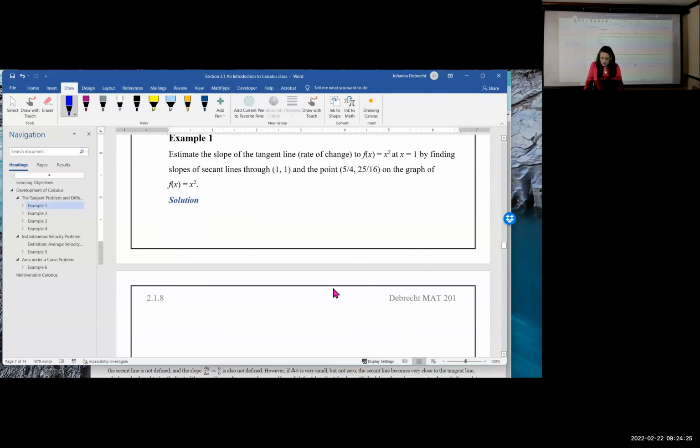All right, let's take a look at this first example. Example number 1. We want to estimate the slope of the tangent line, which is the rate of change, of the function f of x equals x squared at the point x equals 1, that's our A, by finding slopes of secant lines through (1, 1) and the point (5/4, 25/16) on the graph of x squared. So basically what we're going to do is approximate the slope of the tangent line with the slope of the secant line.